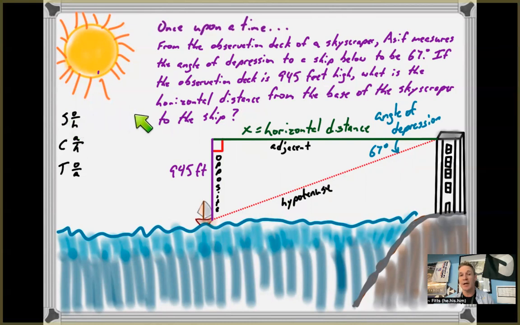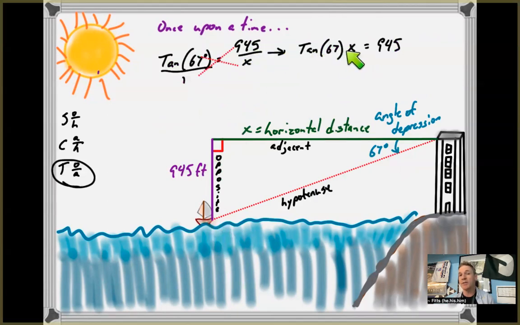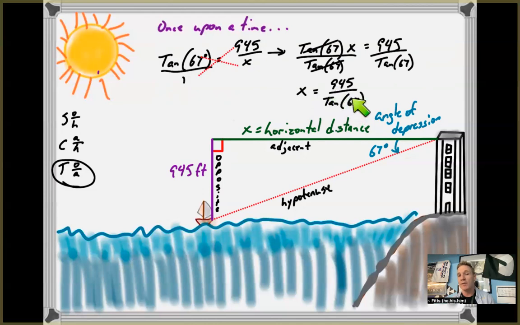SOHCAHTOA again. I don't care about the hypotenuse, so I'm not going to use sine or cosine. I actually have to use tangent. So let me get some more writing room here. The tangent of 67 degrees equals 945 over X. This is the exact same setup we had last time. So I'm going to set that over 1, cross multiply, and then I'm going to end up with tangent of 67 degrees times X equals 945. Well, what do I have to do from there? Divide both sides by the tangent of 67, and that gives me X equals 945 over the tangent of 67.